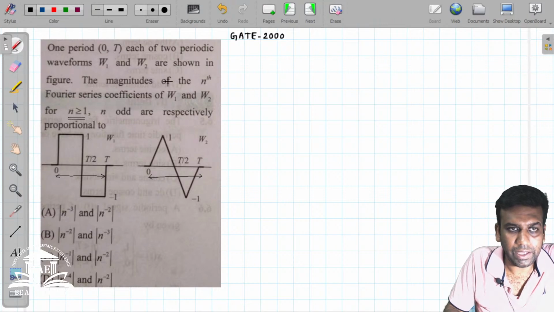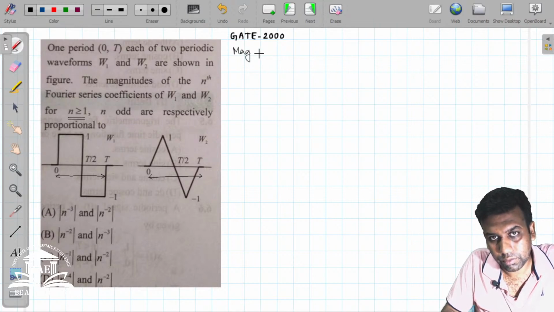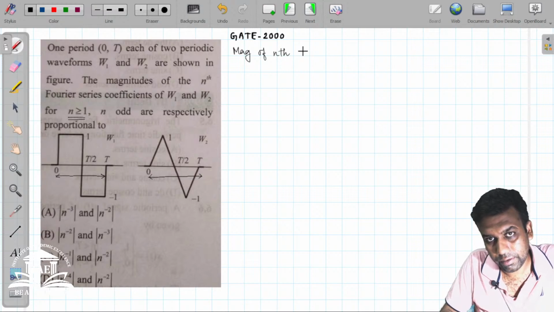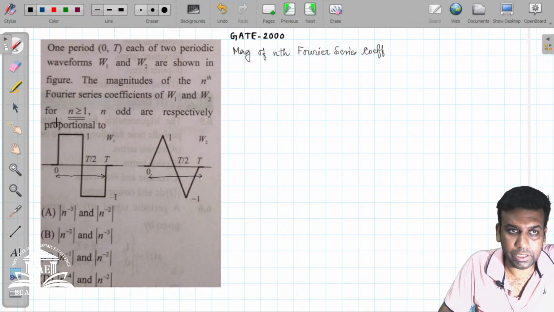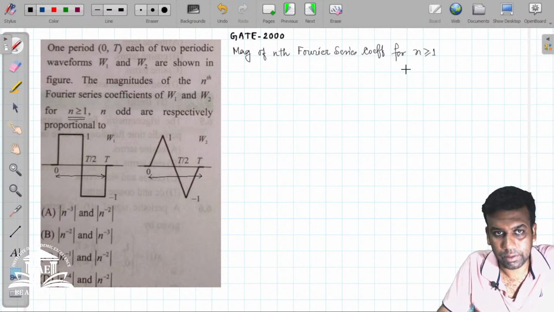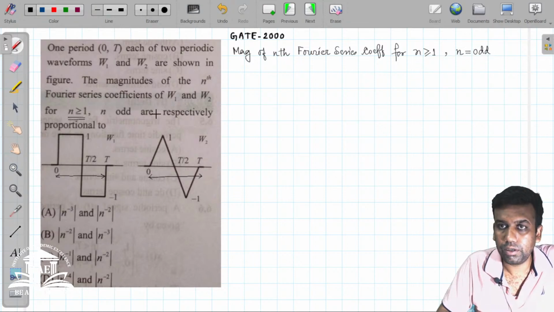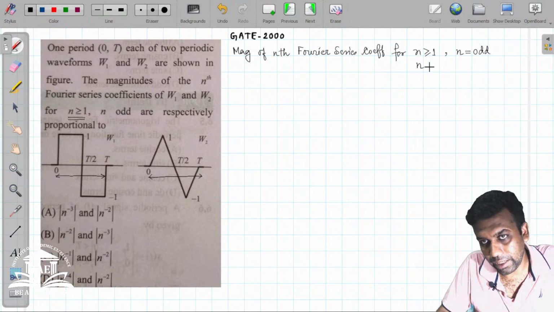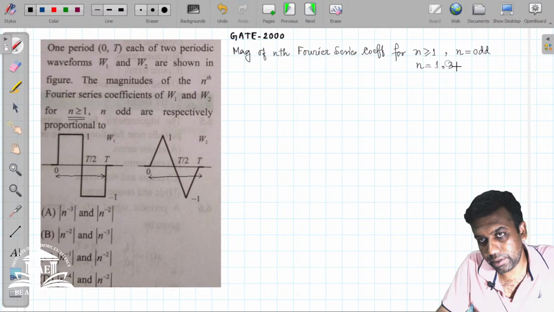the magnitudes of the nth Fourier series coefficient. So what do we need to find? The magnitude of nth Fourier series coefficient for n greater than or equal to 1, and this n value will be odd. So that means what can be the value of n? If n is greater than or equal to 1 and n is odd, so n will be 1, n will be 3, n will be 5, n will be 7, like this.